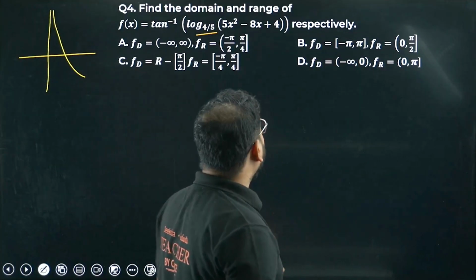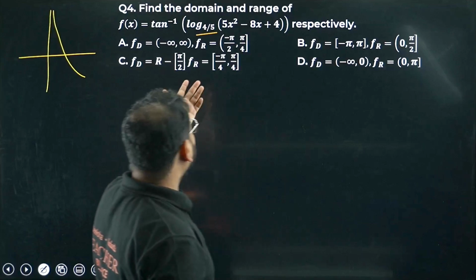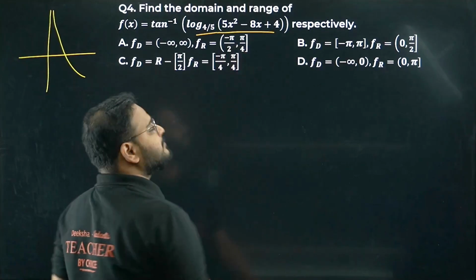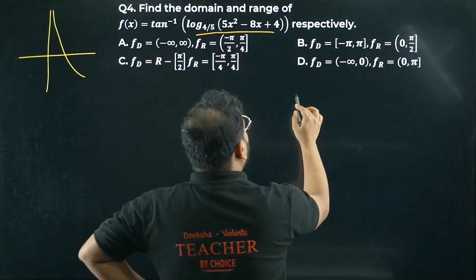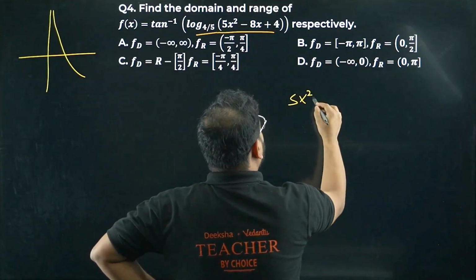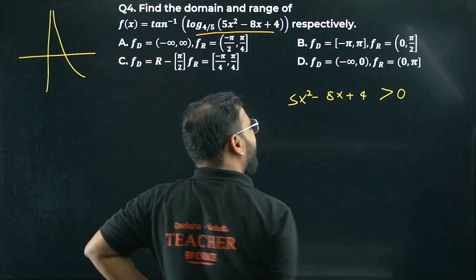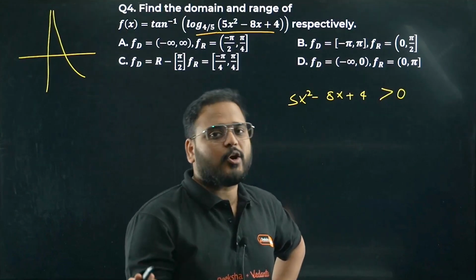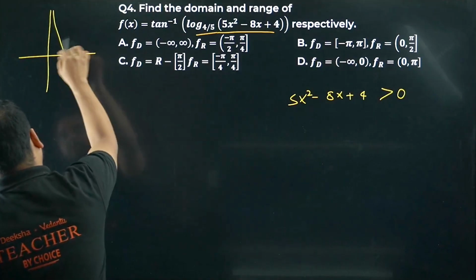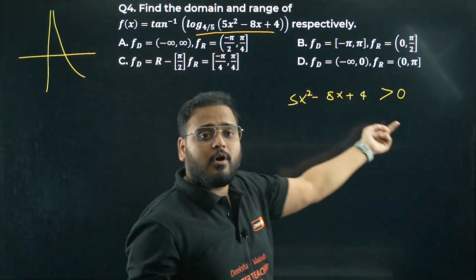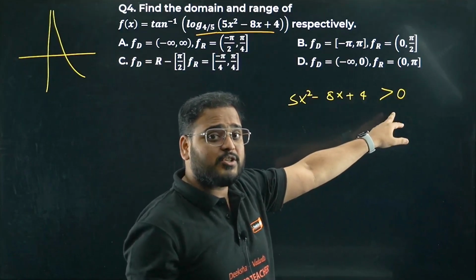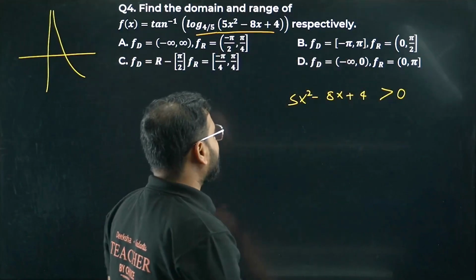Now we are looking for the domain and range. The domain can be defined only using this part. So what we have over here is 5x square minus 8x plus 4, and this has to be greater than 0. Log cannot operate on a negative value. Never negative, only positive, not even 0. Always strictly greater than 0. Non-negative is not good enough.